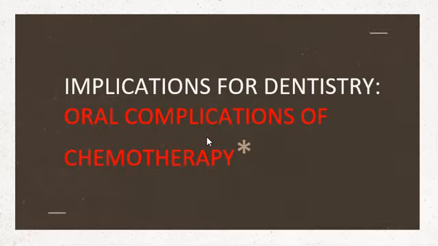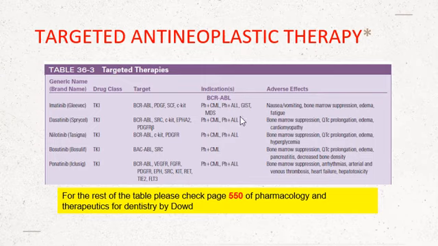Here, familiarize yourselves with their indications. Most of the indications will be the different types of leukemias, such as CML, chronic myelogenous leukemia, and ALL. These are the leukemias. And of course, the adverse effects.